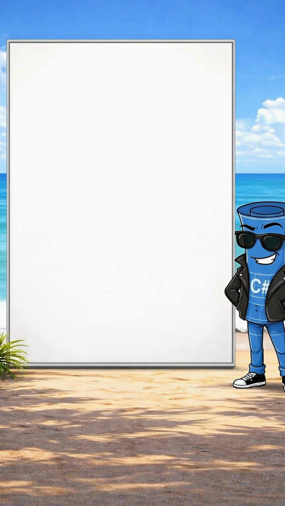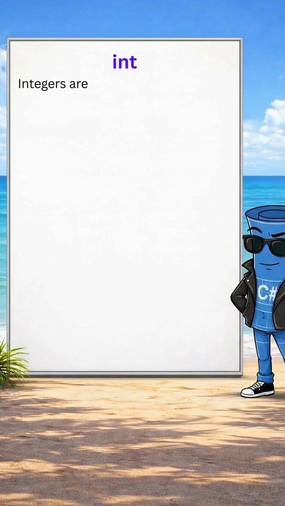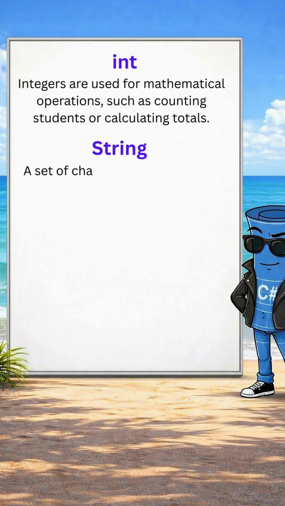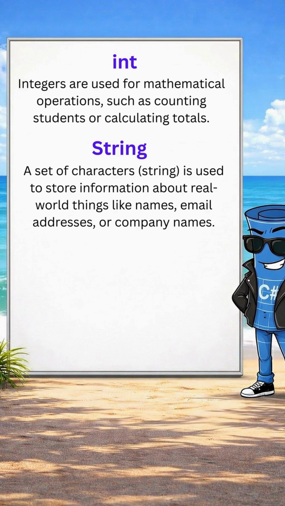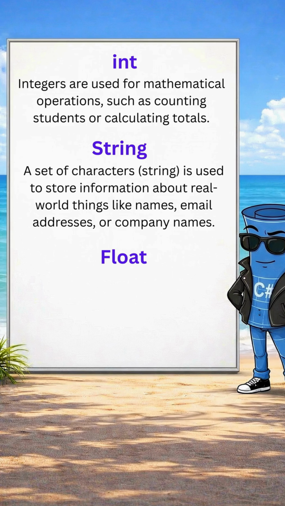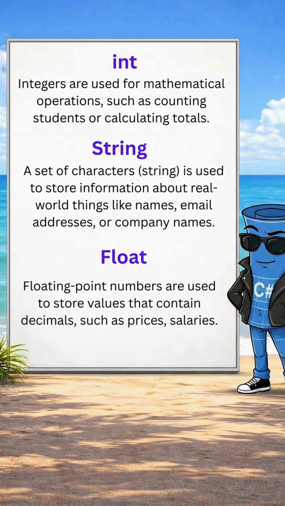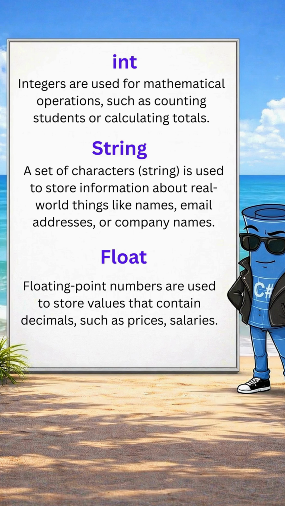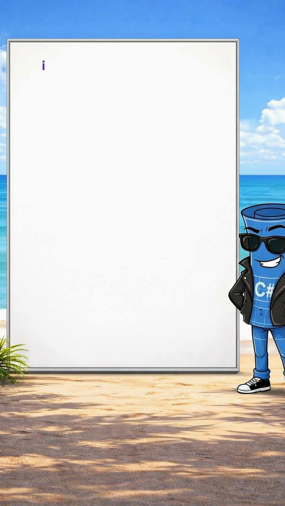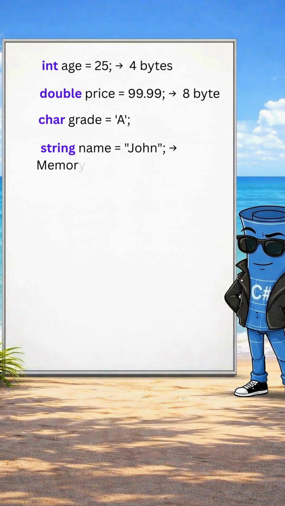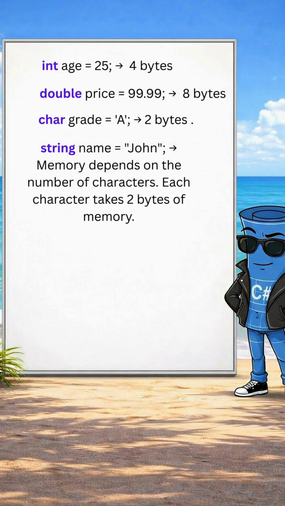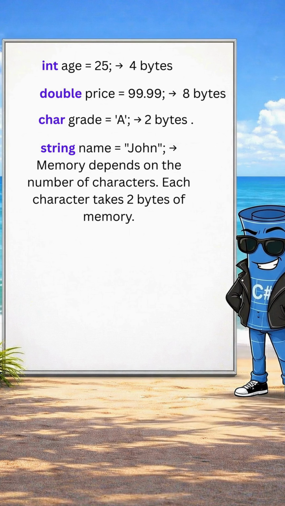Integers are used for mathematical operations, such as counting students or calculating totals. A set of characters, string, is used to store information about real-world things like names, email addresses, or company names. Floating point numbers are used to store values that contain decimals, such as prices, salaries. In C#, an integer takes 4 bytes, a double takes 8 bytes, a character takes 2 bytes, and a string takes 2 bytes per character depending on its length.